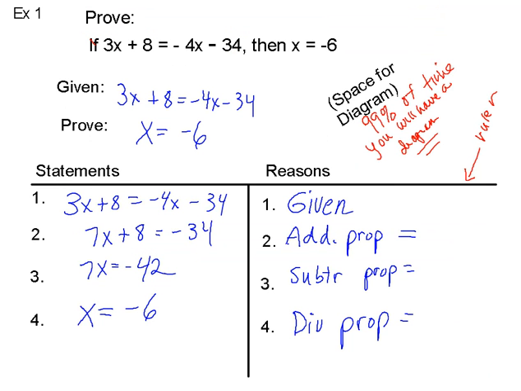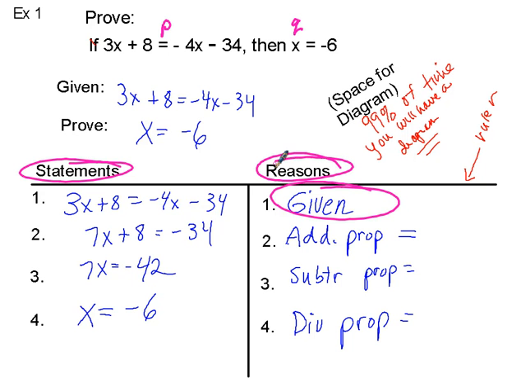Here's an example of one. This is our if P then Q statement, or conditional statement, and they're asking us, given that, prove that x equals -6. So we'll start off with the initial statement here, which was given to us, and you just write given on the right. This is called a two-column proof. We have statements on the left and reasons on the right.